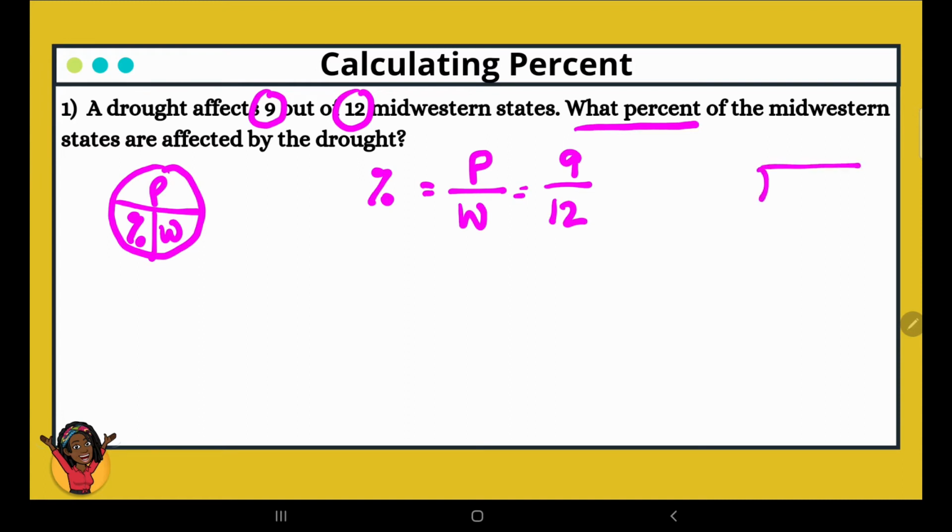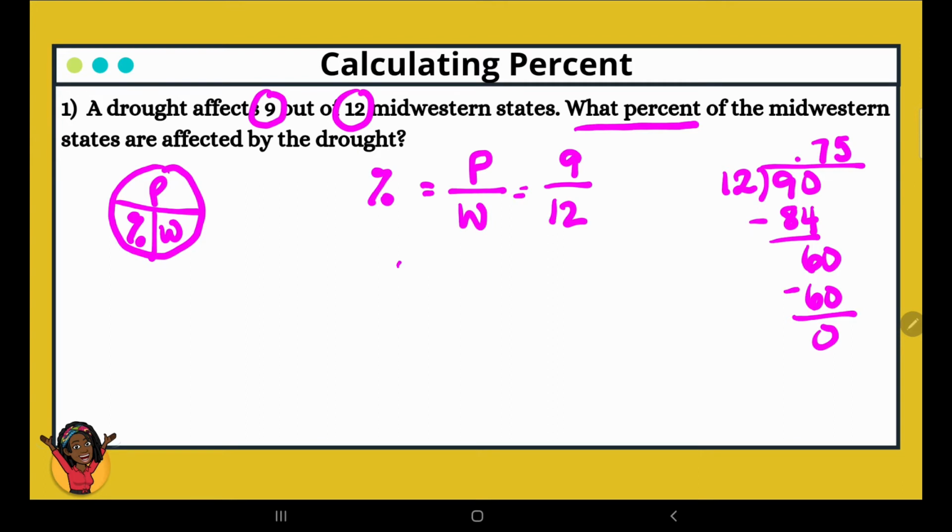Our part here is 9 and our whole is 12. We'll set up our division house. 9 goes on the inside, 12 is on the outside. 12 cannot go into 9, so I'm going to add a 0 and place a decimal point in my quotient. 12 goes into 90 7 times. 7 times 12 is 84. With a remainder of 6, we add another 0. 12 goes into 60 5 times. 12 times 5 is 60 with no remainder.